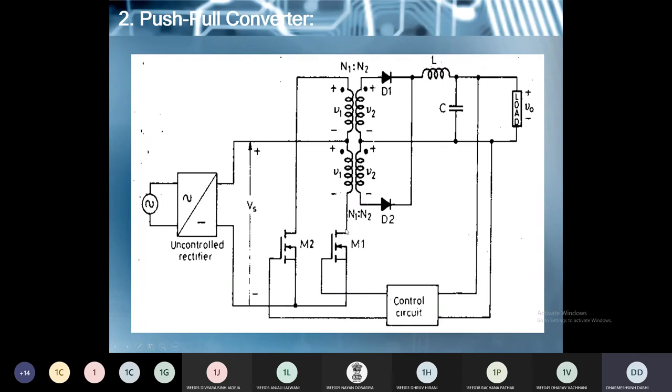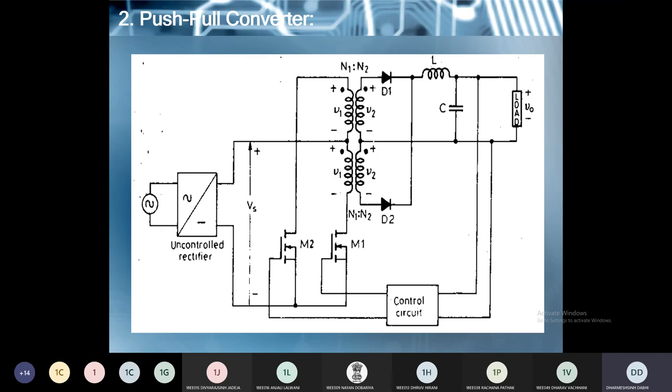M1 is on, so this minus Vs polarity comes at the source side of the M2 terminal. Here is plus Vs, here is minus Vs. The voltage difference across the switch is Vs minus minus Vs, which is 2 times Vs. It means the voltage across the switch M2 is 2 times the supply voltage. Whenever any switch is in off condition, the voltage stress across the switch is 2 times the supply voltage.